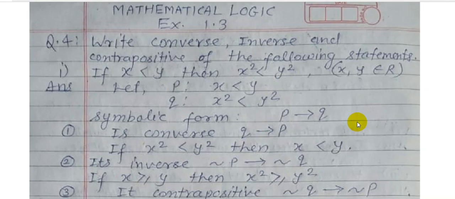So you have to take one by one. For question number 4, take all the sub questions one by one and explain them in the form of converse, inverse and contrapositive. Like in English grammar, suppose one sentence is given and you have to convert it into many different forms. Similarly, in mathematical logic, one statement is given and you have to convert it into three different forms. So what are these three different forms? Converse, inverse and contrapositive.